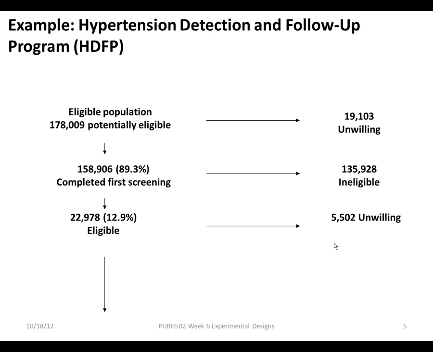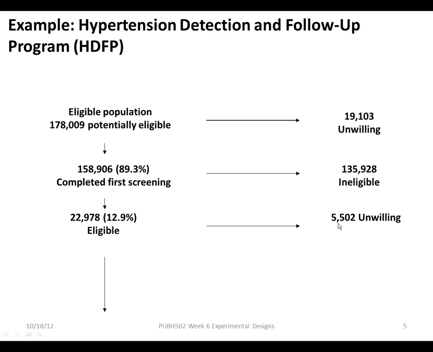Here's an example from the Hypertension Detection and Follow-up Program, the HDFP. They started with a very large sampling frame of eligible population of about 178,000, and of those, 19,000 were not willing to participate in the study. So about 158,000 completed the first screening, and at that point 135,000 were ineligible. So from this huge sampling frame, we're already down to only about 23,000 who are eligible.